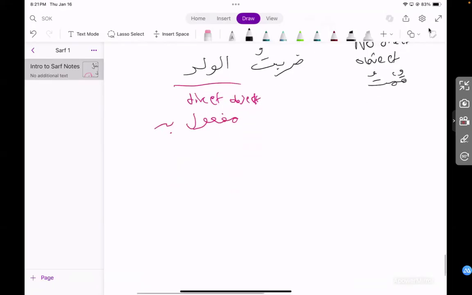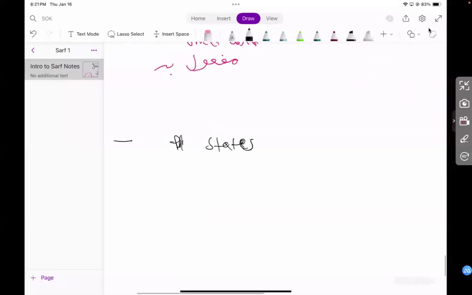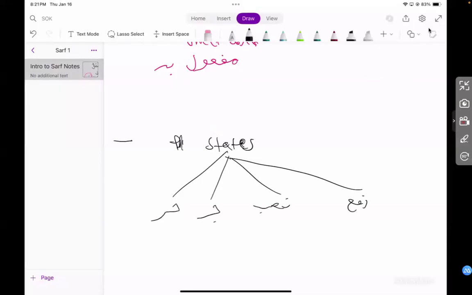Okay. We also segued after discussing this into discussing states, ahwal, right? So in total, we know that there are a total of 4 states. We have rafa, nasab, jar, and jazm, right? These are our 4 states.